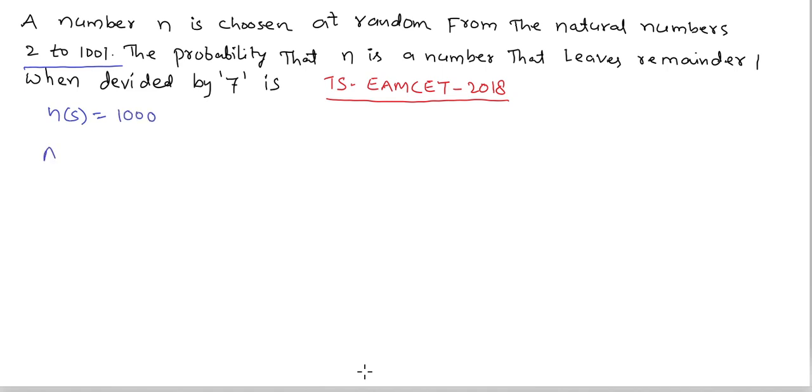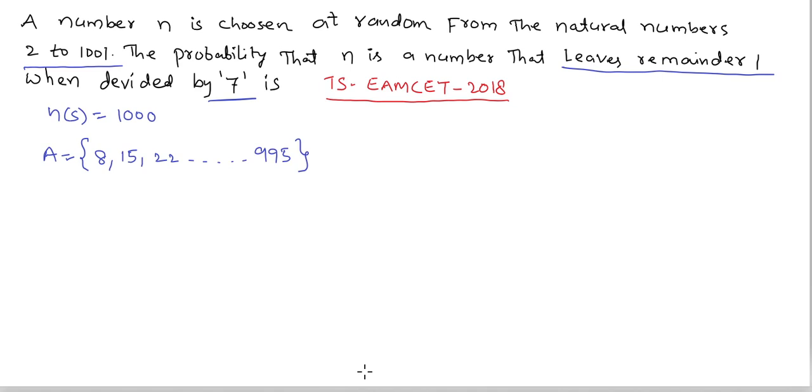And the set A, we take set A, the probability that the number leaves remainder 1 when divided by 7. So that is 8. This is divisible by 7 with remainder 1. Next one is 15, next one 22, up to the last number 995. These numbers leave remainder 1 when divided by 7.